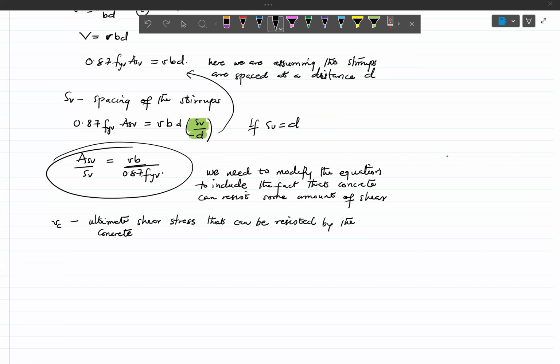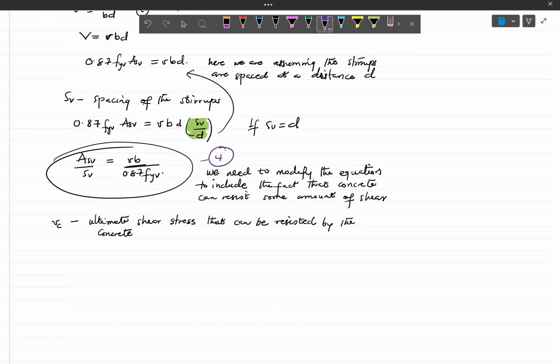And remember, this is not only the concrete, but the concrete in the compression zone. The dual action of the rebar, the main rebar, the concrete, and also the aggregate interlock action, or interlocking action. They all add up to provide some resistance against the shear. Okay, so if that is the case, let me call this equation 4.